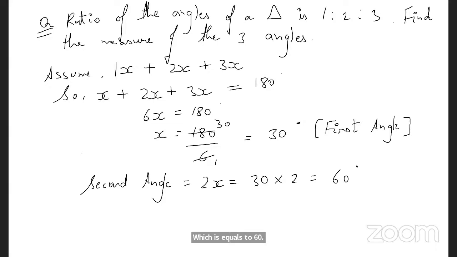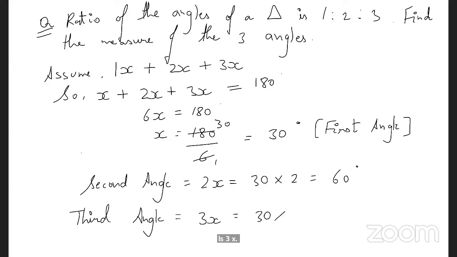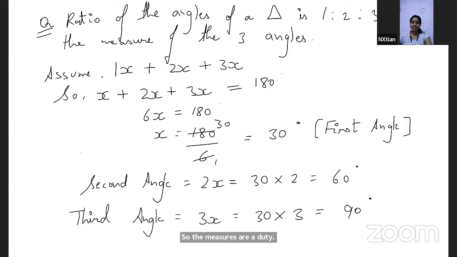Similarly, with the third angle, 3x means x is 30. So 30 into 3 will be the third angle. Third angle is 3x. So will it be 90? Yes, it will be 90 degrees. Okay, so the measures are 30 degrees, 60 degrees, and 90 degrees. Hope this question is clear. I'm just writing it down. It's fine.